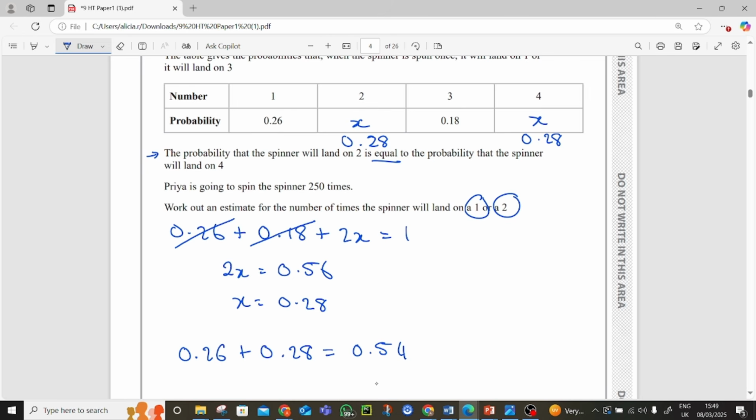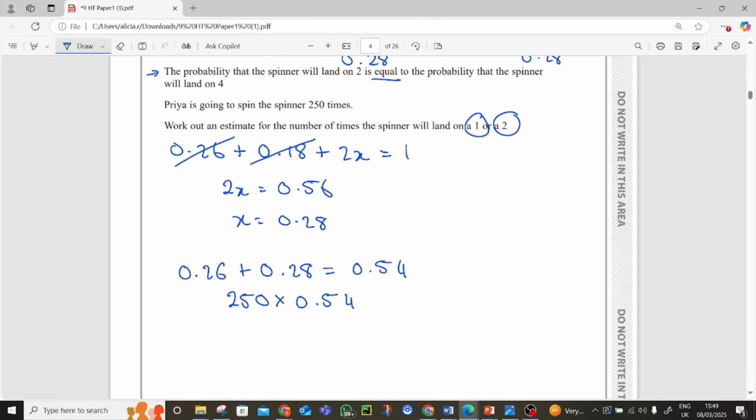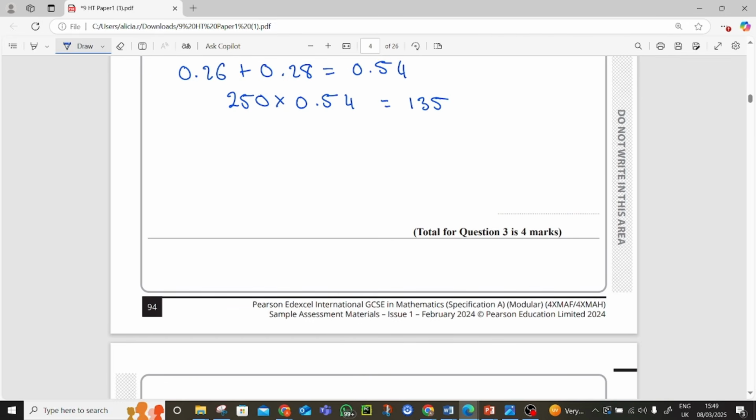So this is the probability that I land on either 1 or 2. Priya spins 250 times, so I'm going to do 250 multiplied by that probability to work out how many times the spinner will land on either of those two, and this is 135. So that's my answer, 135.